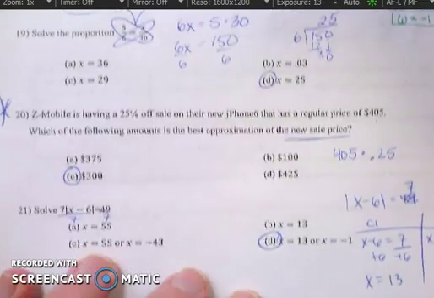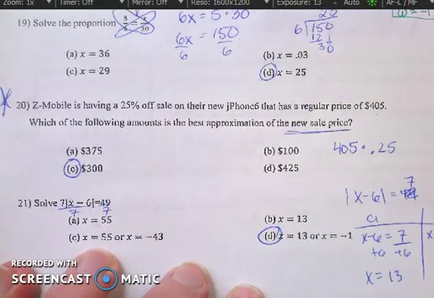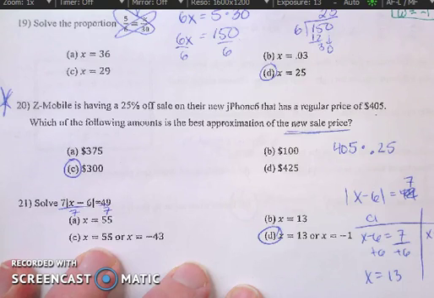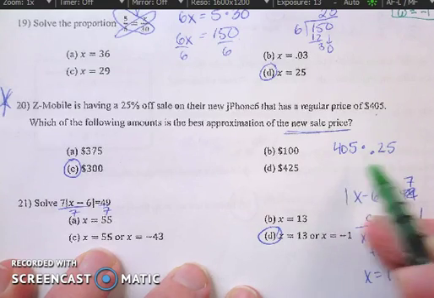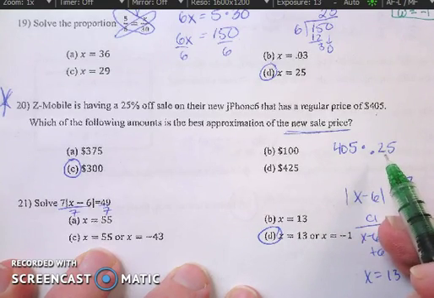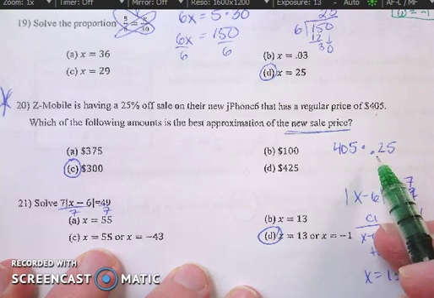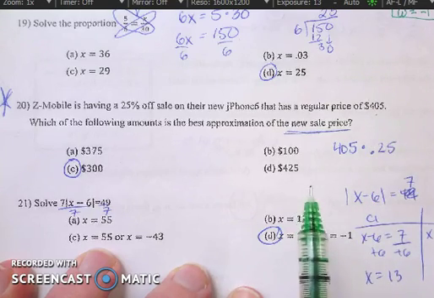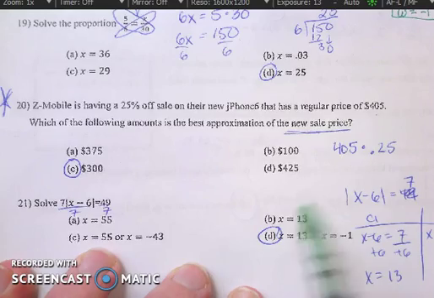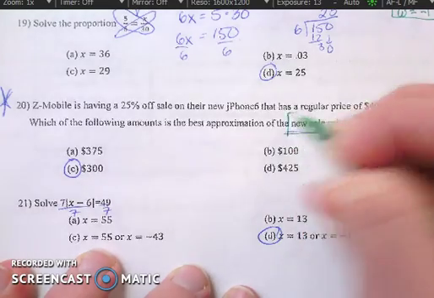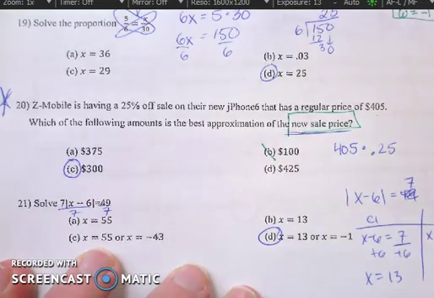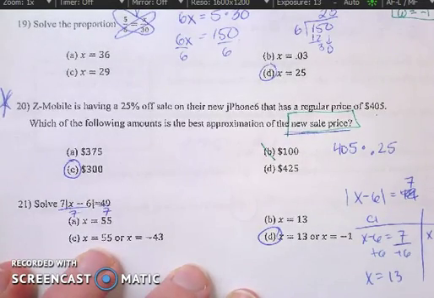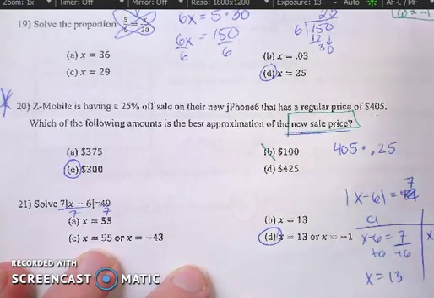We did this one in class as well. Z Mobile is having a 25% off sale on their new J Phone 6 with a regular price of $405. So the following is the best approximation. You can actually multiply this by 0.25 in decimal form, or you can think of what's a quarter of $400. That would be 1/4, which would be approximately $100 off. But we're asked what the new sale price is, so don't pick 100. Pick 100 off of the 400 price, which would be about $300.